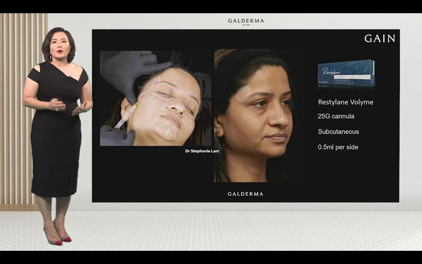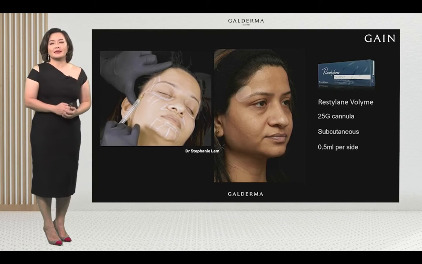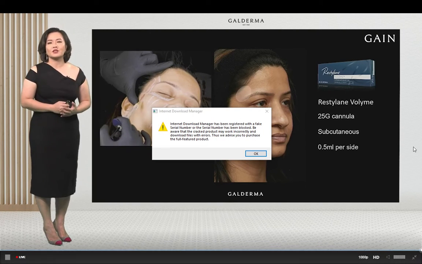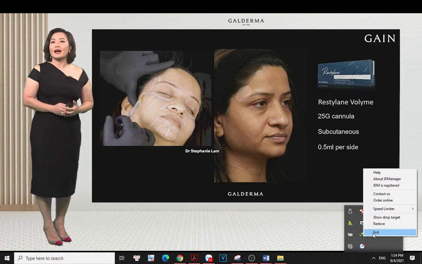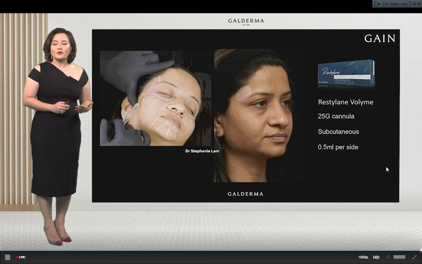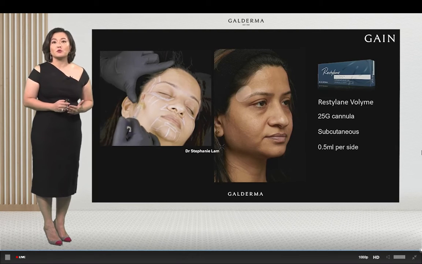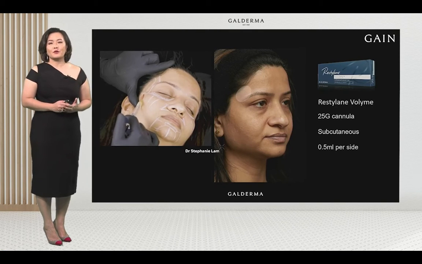But the reason why we use Restylane Volume in this area is exactly because it is a very forgiving product that will improve with massaging. And even if there's still slight unevenness after your massaging, over a few days as the product absorbs water, it will even itself out. So there's no need to worry.